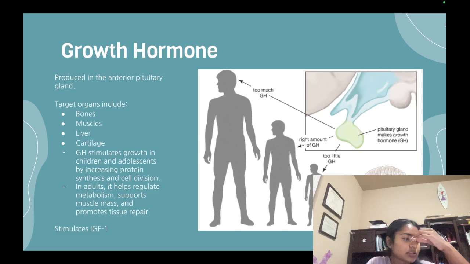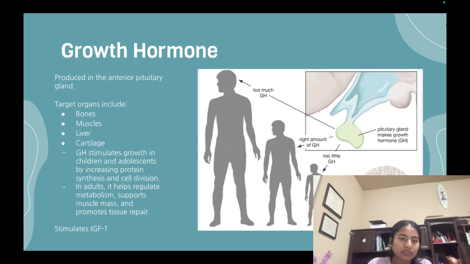Going into a little more depth on the target organs for that. For bones and cartilage, GH and IGF-1 work together to increase bone growth and lengthening, especially during childhood. This is basically what helps children grow taller. And in skeletal muscle, it increases protein synthesis, meaning it helps muscles grow and repair. And for metabolism, GH shifts the body into a growth mode, which increases lipolysis to provide energy as well.